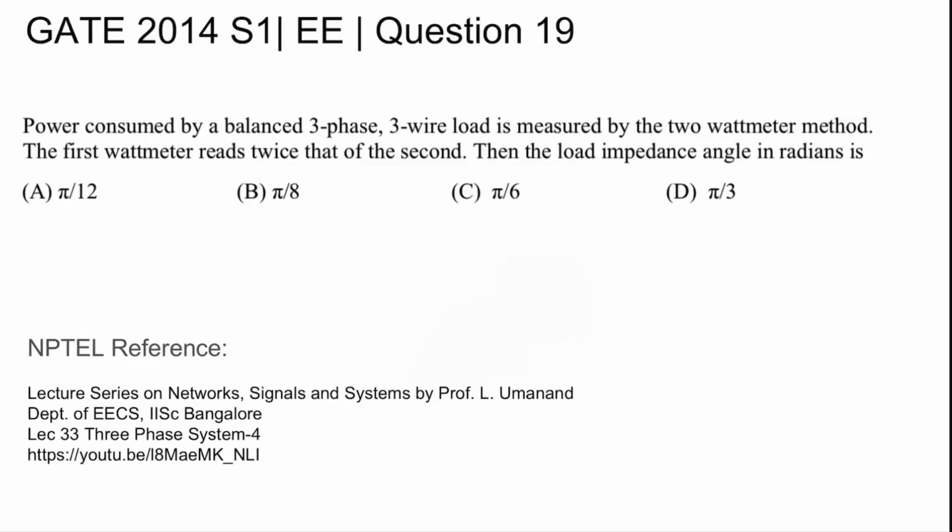This is GATE 2014 Set 1 electrical question number 19. Power consumed by a balanced 3-phase 3-wire load is measured by the 2 wattmeter method. The first wattmeter reads twice that of the second, then the load impedance angle in radians is being asked.